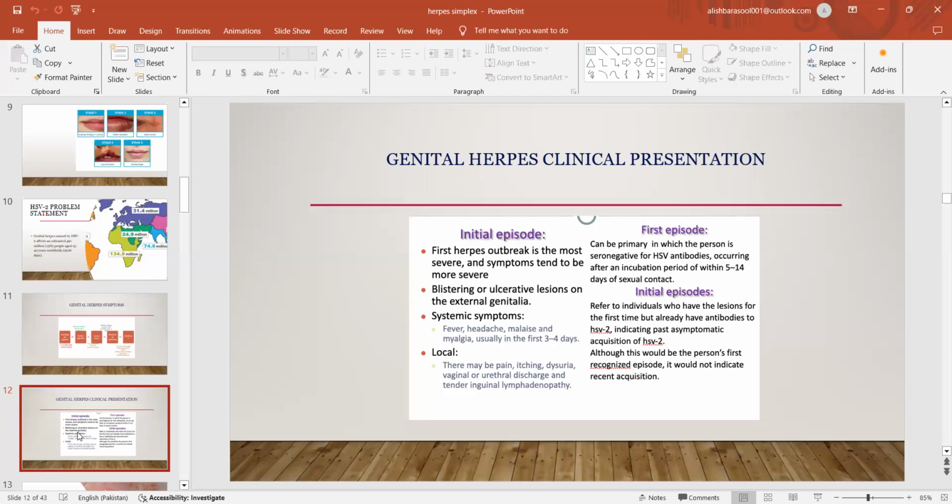First episode can be primary, in which the person is seronegative for HSV antibodies, occurring after an incubation period of within 5 to 14 days of sexual contact. Initial episodes refer to individuals who have the lesions for the first time but already have antibodies to the herpes simplex virus 2, indicating past asymptomatic acquisition. Although this would be the person's first recognized episode, it would not indicate recent acquisition.